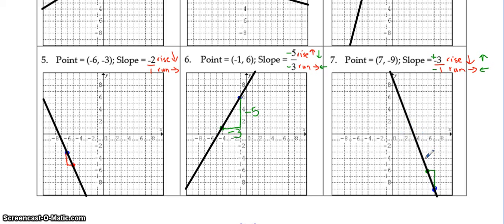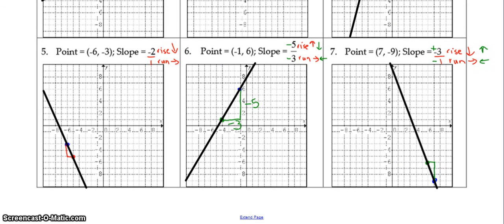Same with question 7. Plotted the point at 7, -9. The original rise was -3. That would take you off the grid. So instead of the rise being negative and the run being positive, we changed the signs, and the rise is positive and the run is negative. So instead of going down 3, right 1, we're going to go up 3, left 1. So that's what you do when your rise or your run takes you off the grid.